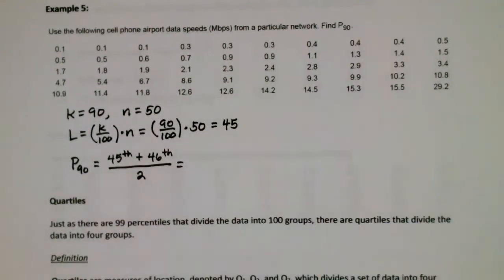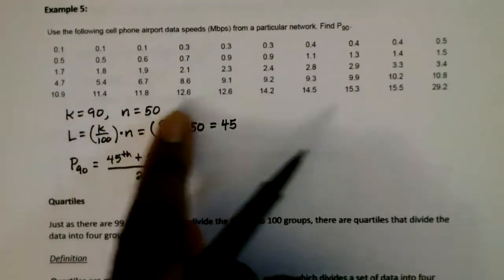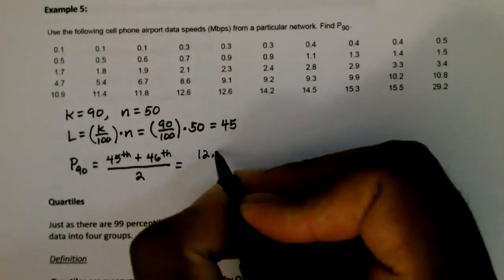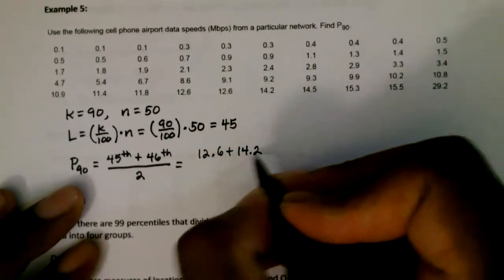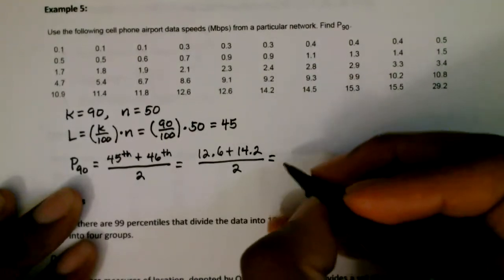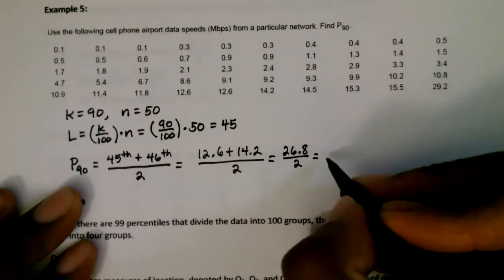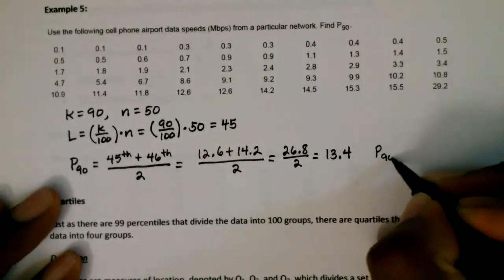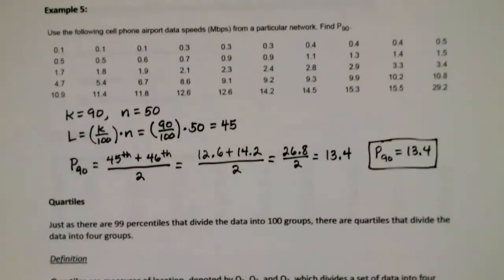So it's that 45th number and the next number, and we take the average. The 45th number of this data set, I know 10, 20, 30, 40, 41, 42, 43, 44, 45, is 12.6. And then the 46th number is the number after that, 14.2. So we're going to take the average of those two. 12.6 plus 14.2 is 26.8, and 26.8 divided by 2 would be 13.4. So that means the number that's in the 90th percentile is 13.4.